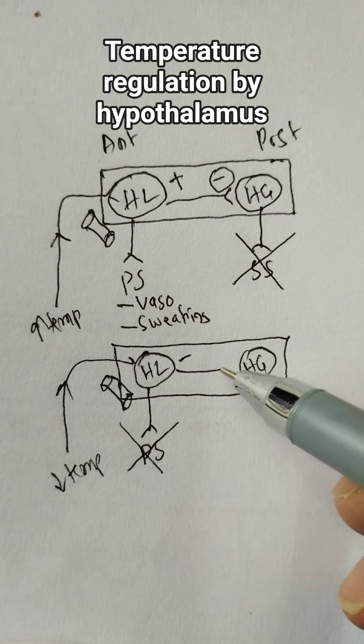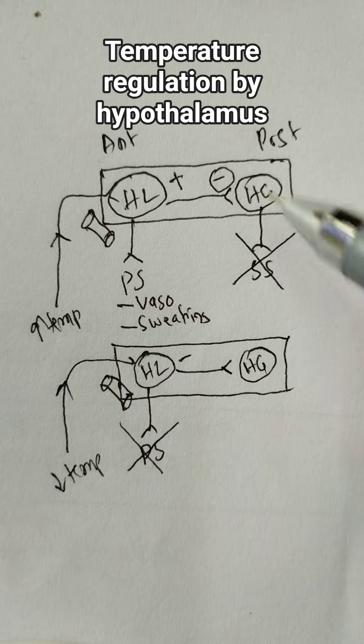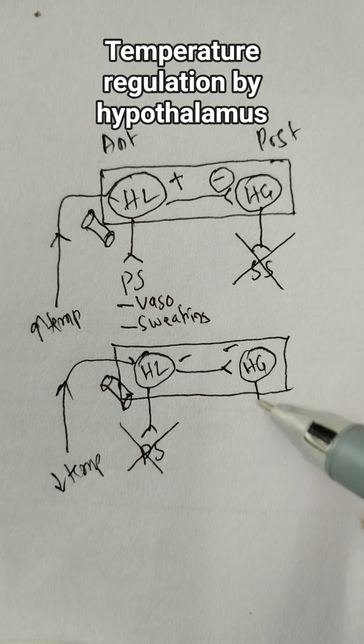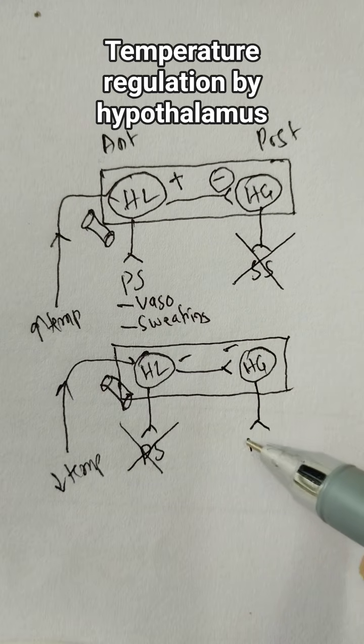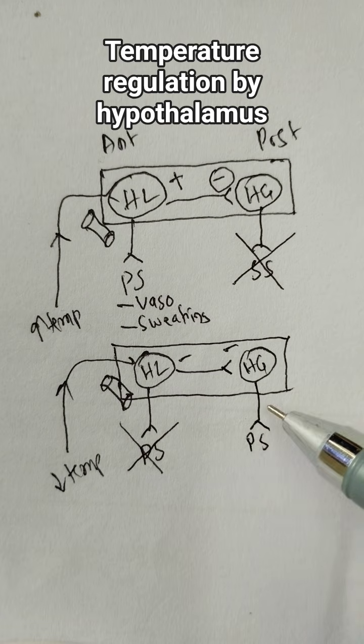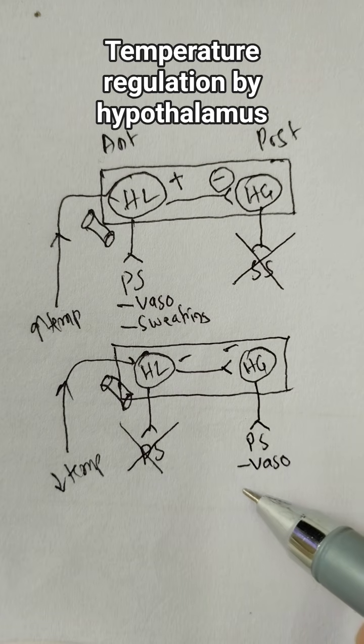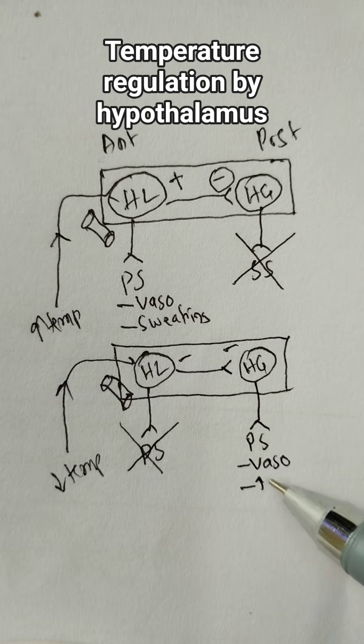At the same time, the inhibition over the heat gain center is lost, so it is going to lead to the excitation of the sympathetic activity, which is going to lead to vasoconstriction, which conserves the energy, and it is also going to increase metabolism, which compensates for the decrease in the body temperature.